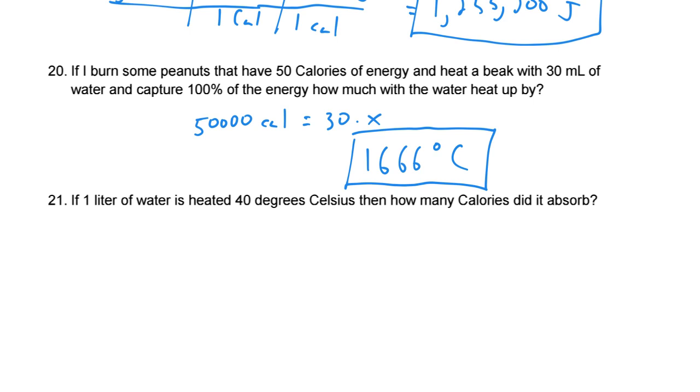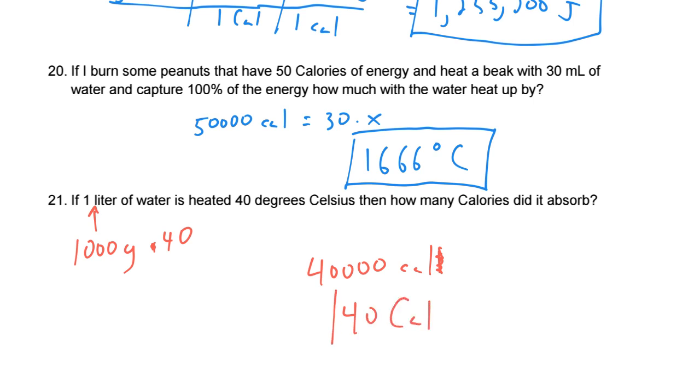All right, 1 liter of water. So don't be tripped up here. 1 liter is 1,000 grams. Well, it's 1,000 milliliters, but it's 1 milliliter to 1 gram, so it's 1,000 grams. It's heated 40 degrees, so just times 40 degrees, and that will give us 40,000 little c calories. Now to get big C calories, move the decimal point 3 places, and we get 40 big C calories of energy in that water.